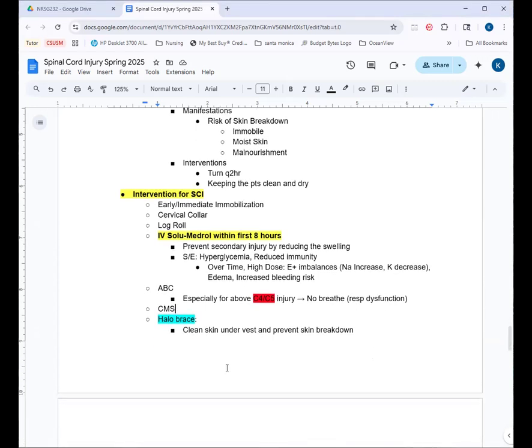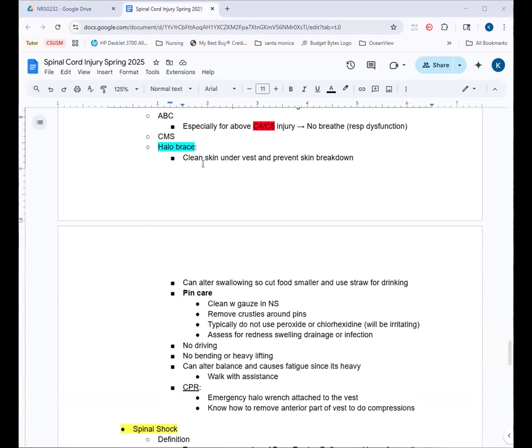Assessing your CMS as well, and possibly a halo brace. Not like Beyonce though, unfortunately. We can't all be Beyonce and have our halos like that. So clean the skin under the vest to prevent skin breakdown. That's going to be a big part of that.